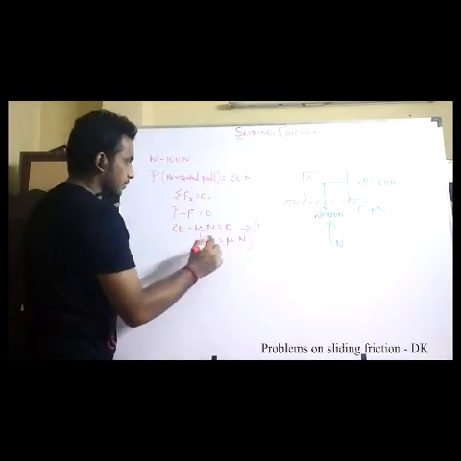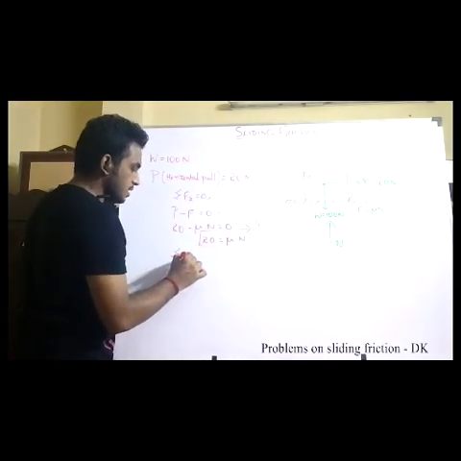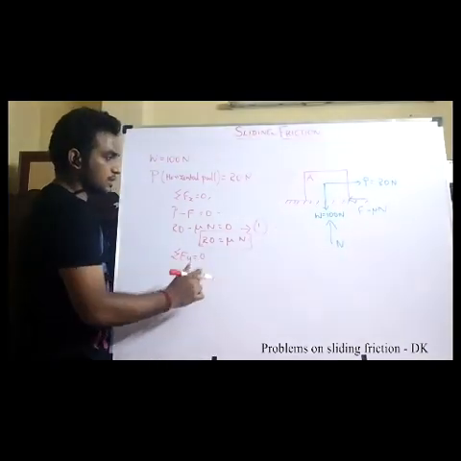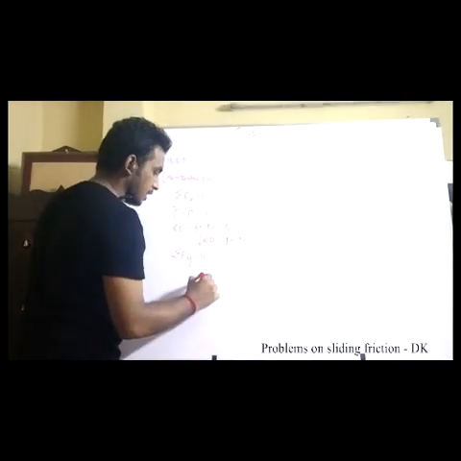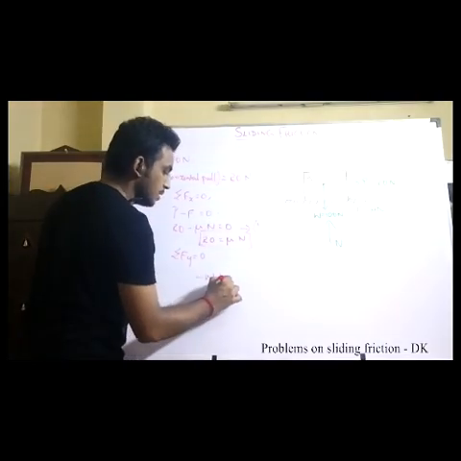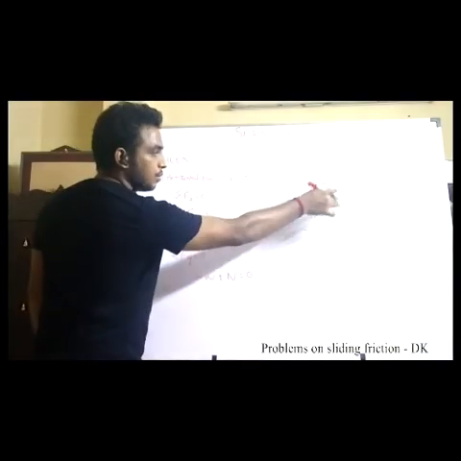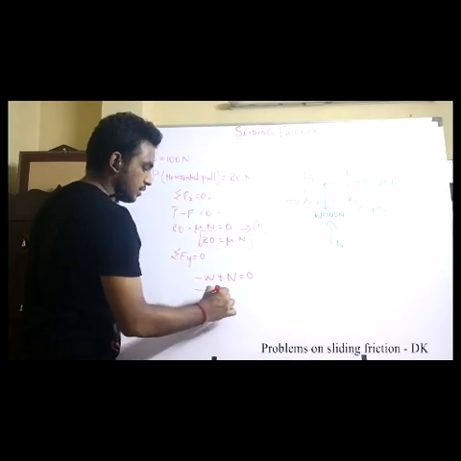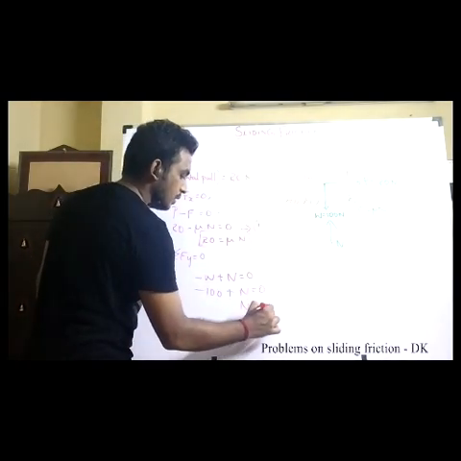Now we are going to move on to resolving the vertical forces, that is taking summation Fy equal to 0. We have two forces: the weight acting in the downward direction, so minus W plus normal reaction is equal to 0. The weight of the body is given as 100 Newton. So we get N is equal to 100.